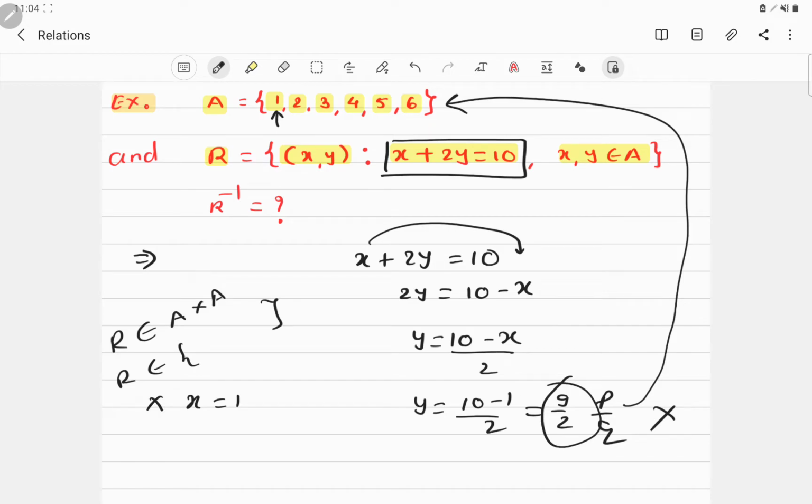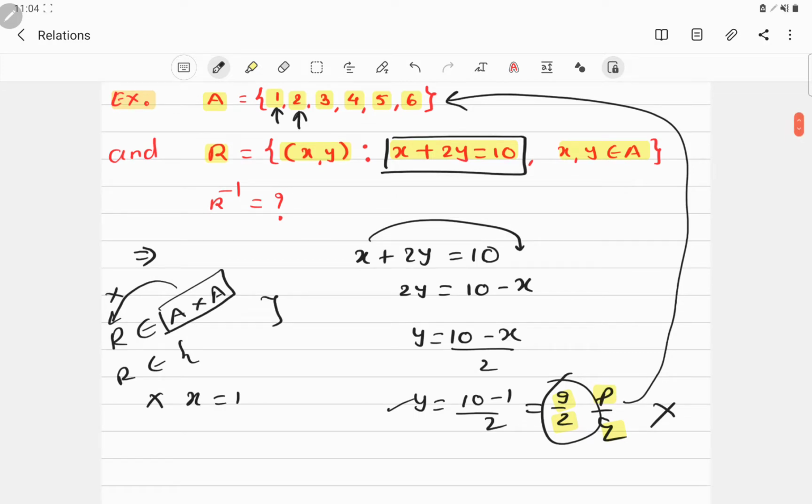So x equal to 1 is not a perfect digit that defines the value of y, which is a fractional value 9 by 2. Neglect this 9 by 2 because it will never be a part of A cross A. If it is not a part of A cross A, then it is also not a part of the relation. Okay, then the next value is, let's say, 2. X is equal to 2.